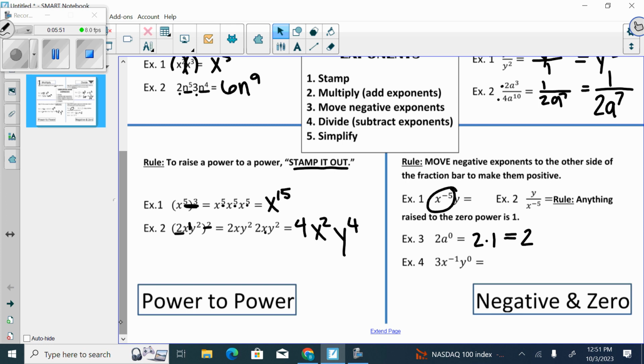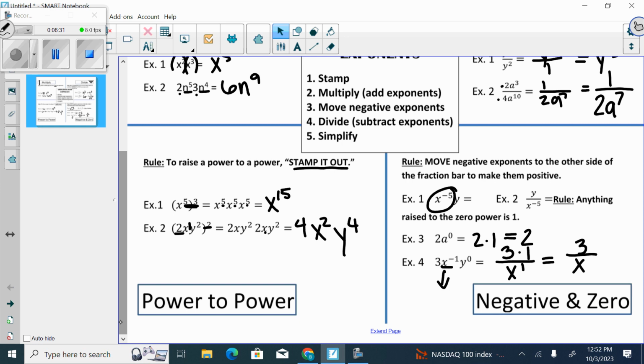All right, on example number 4, we've got a negative exponent, right? Where did I say I could move that so that it wouldn't be negative? Down. So now I'm going to have 3, because the 3 doesn't have to move, right? Over x to the positive 1. And do I need to move the y? No. But what is y to the 0 power? 1. So really just times 1 at the top, right? Okay, and what is 3 times 1? 3. So really I just would have 3 over x, right?